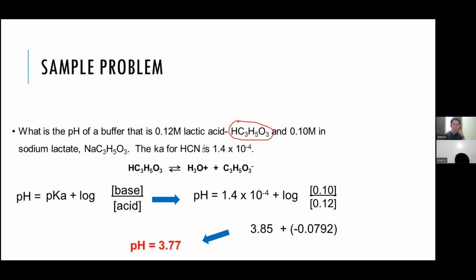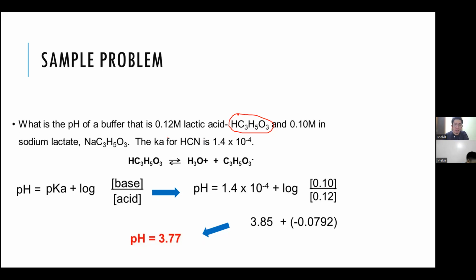Madali naman i-calculate. Kunin ko lang yung calculator ko, Josh. 1.4 times 10 to the negative 4. Okay, tama naman pala. Ibig sabihin nito, hindi yan HCl. Lactic acid yan. So the Ka for lactic acid is 1.4 times 10 to the negative 4. This is not hydrocyanic acid. This is lactic acid. And then, minix mo daw yung lactic acid mo na 0.12 molar ang concentration with 0.10 molar sodium lactate.